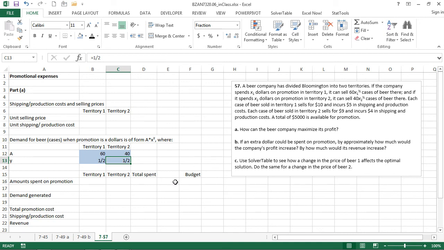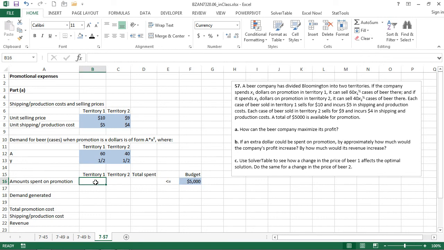I guess that took that as a number, right? Okay. My selling price in territory one is $10 and incurs $5 in shipping and production. In territory two, it sells for $9 and incurs $4 for shipping and production costs. And my budget for promotion is $5,000. Okay.